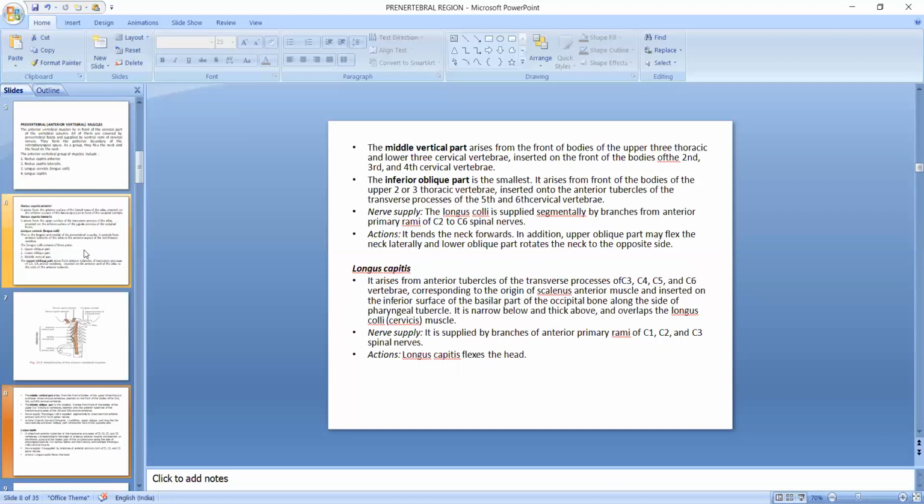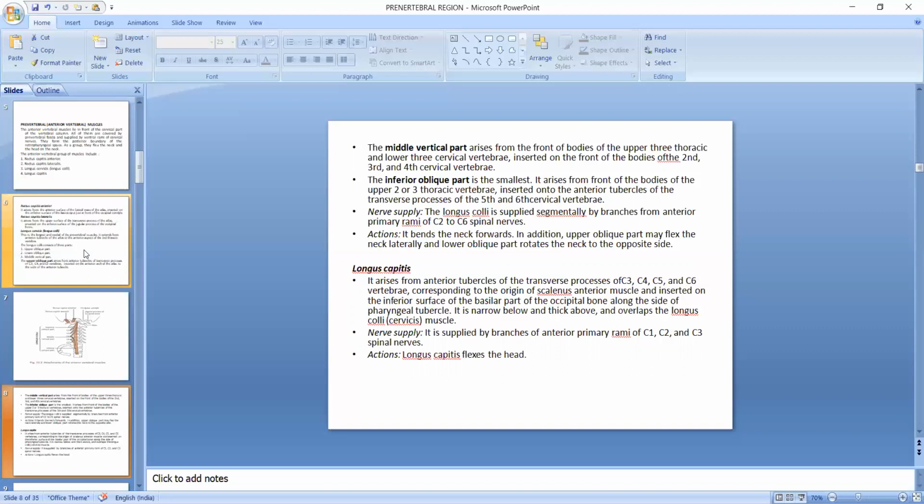Now supply. The longus colli is supplied segmentally by branches from anterior primary rami of C2 to C6 spinal nerves. And action, it bends the neck forward. In addition, upper oblique part may flex the neck laterally and lower oblique part rotates the neck to the opposite side.